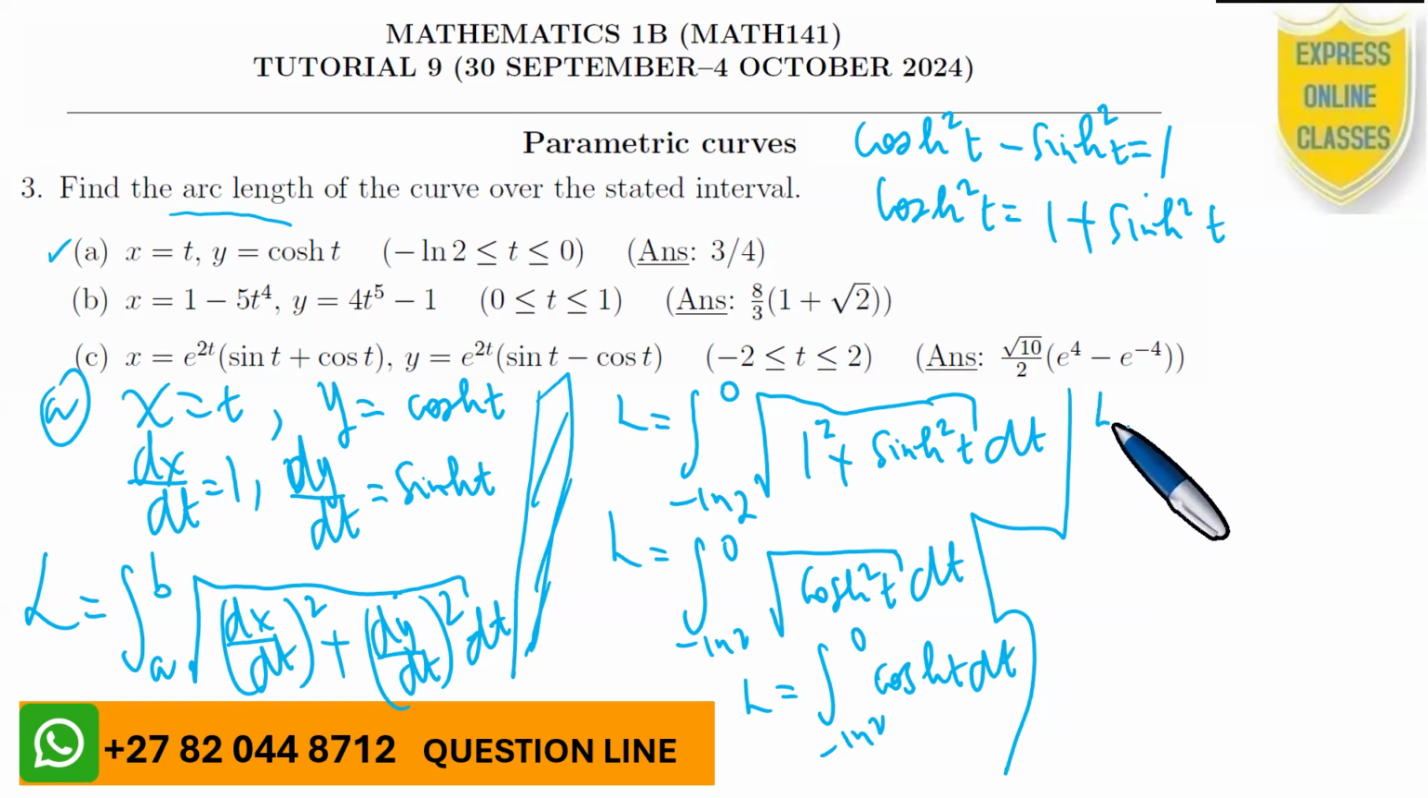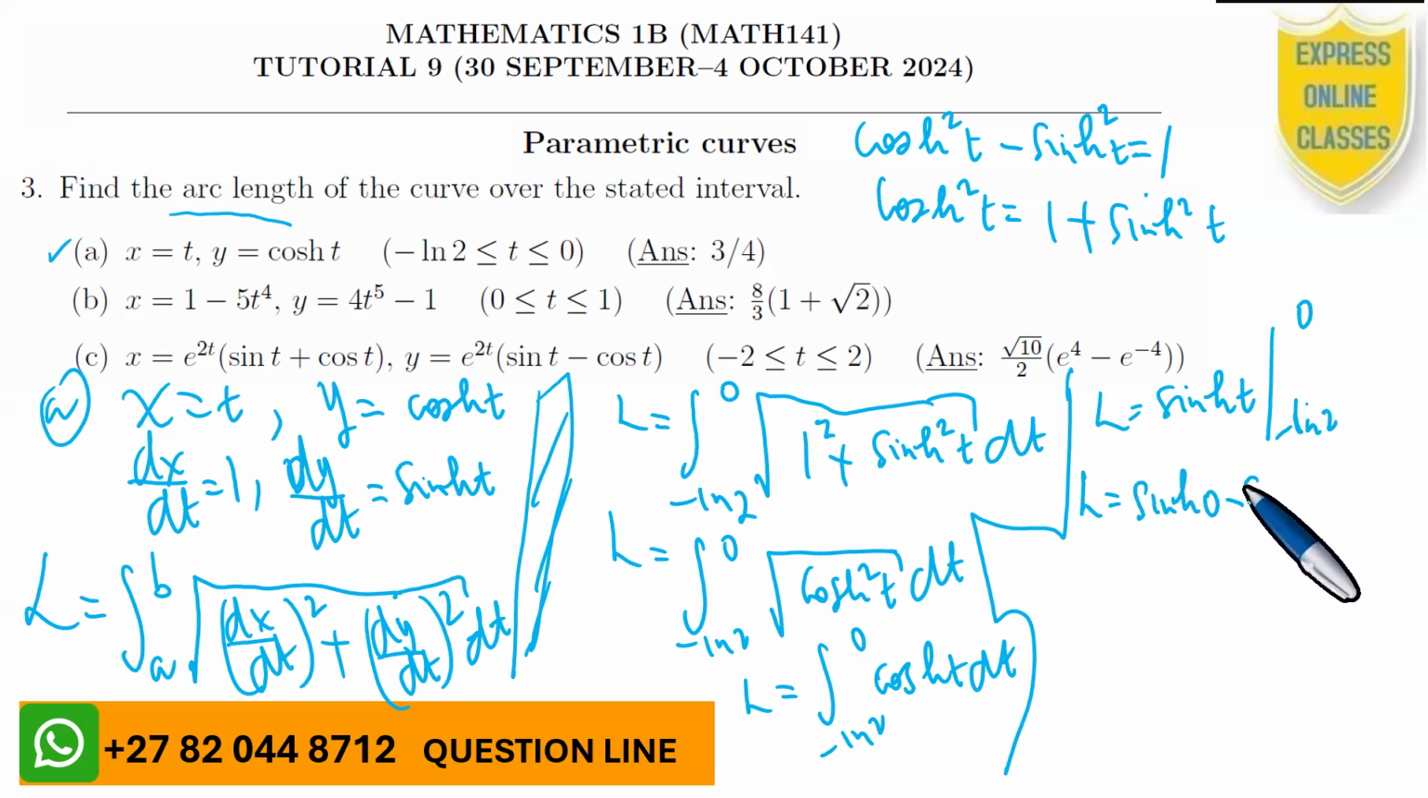Right, so if you evaluate the integral of this, the integral of cosh is the hyperbolic sine, from minus ln 2 to 0. This gives us the hyperbolic sine of 0 minus the hyperbolic sine of minus ln 2.